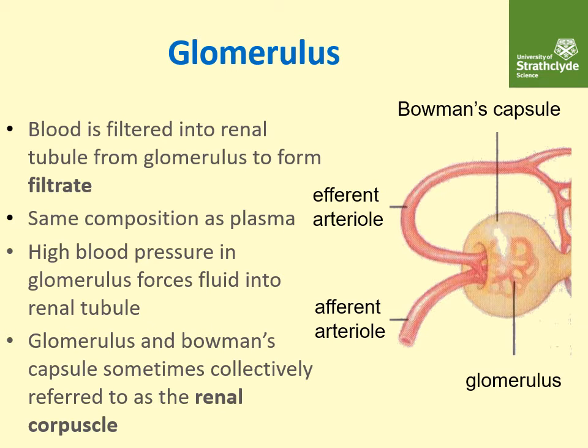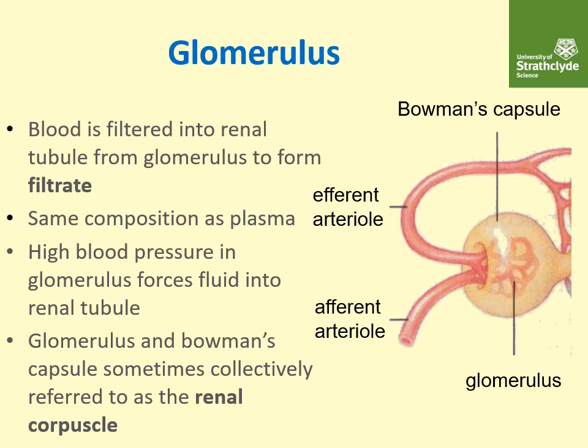Let's look at the glomerulus. Blood is filtered into the renal tubule from the glomerulus to form the filtrate. The afferent arteriole, like I said, in the capillary bed here, is pushing things into the Bowman's capsule. The filtrate has the same composition as plasma, and it's the high blood pressure in the glomerulus itself, in its capillary bed here, that forces fluid into the renal tubules.